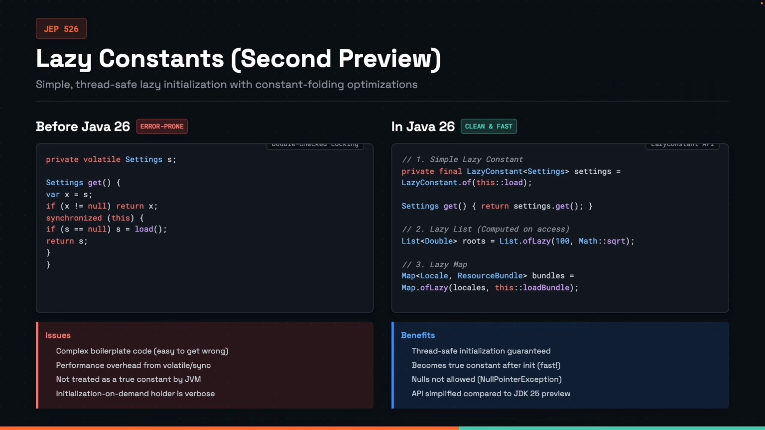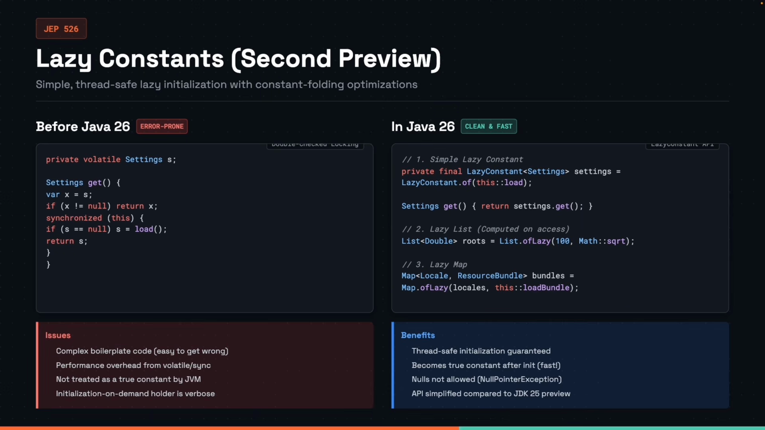So the new way is lazy constants. Now look at the after section on the right. You create a lazy constant that wraps the loading function. Load is a method reference. It's like saying call this method when needed. LazyConstant.of is the factory method and you use the get method to retrieve the value.